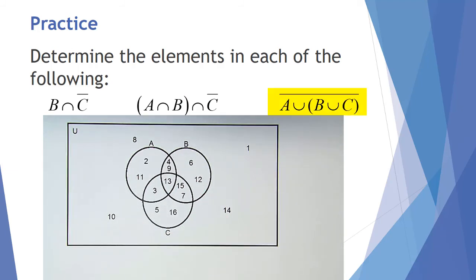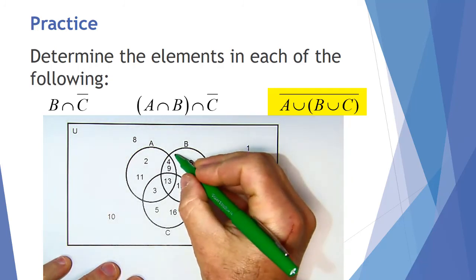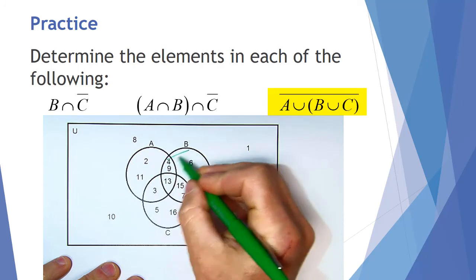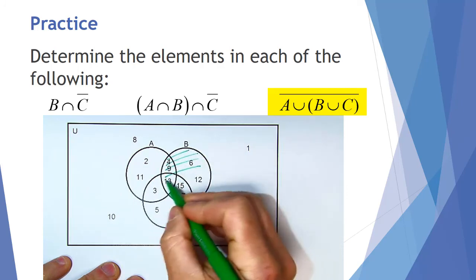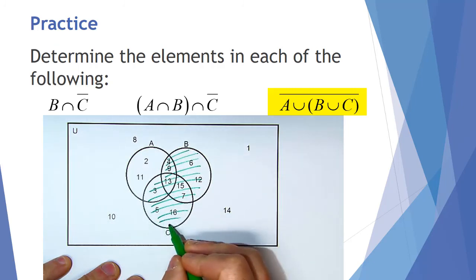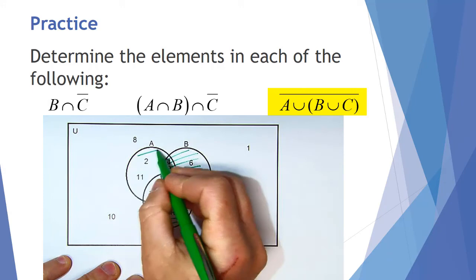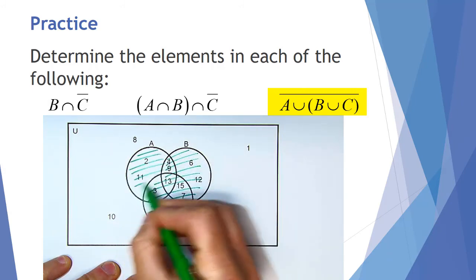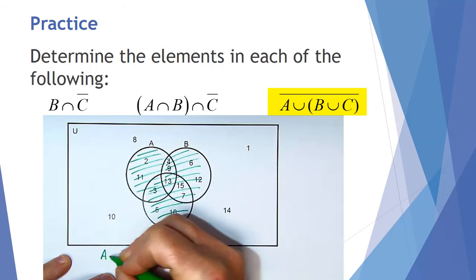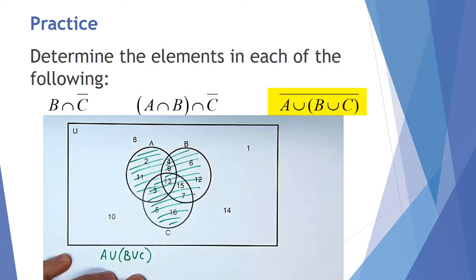And our last one, the complement of A union B union C. So we'll start out with B union C. B union C will be everything inside the joining together of sets B and C. And then we want to join that with A. And so in green, I'm representing A union B union C. But we want the complement of that.